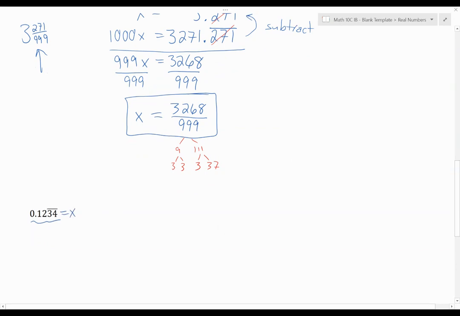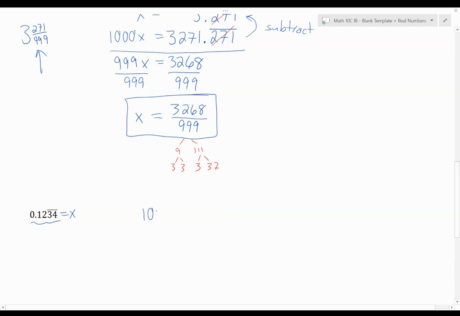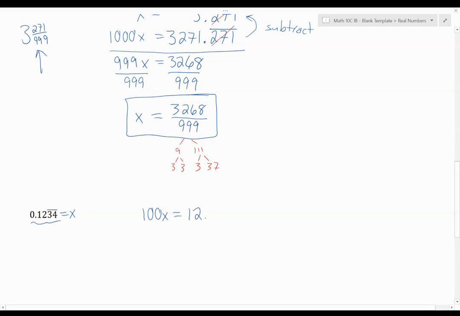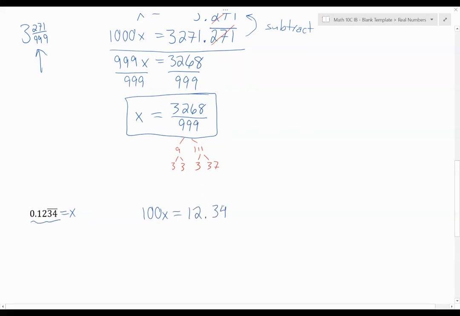Same idea, I'm going to define this as x. But my goal is to make everything after the decimal place line up for two separate expressions. So in this case, I can't just use x. I'm actually going to use 100x. So 100x makes this into 12.34 repeating. So in other words, I multiply by whatever it takes to get the decimal right before the first part of the repeating segment.